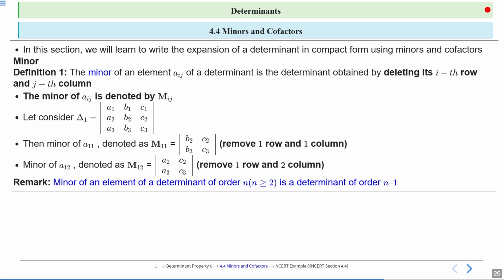So what does this remark say? This remark says, if we have a determinant of order n, just like this one, whose order is 3, then the order of the minor is n minus 1. As we can see, the order of m11 is 2 cross 2, that is 2. So n minus 1, that is 2.